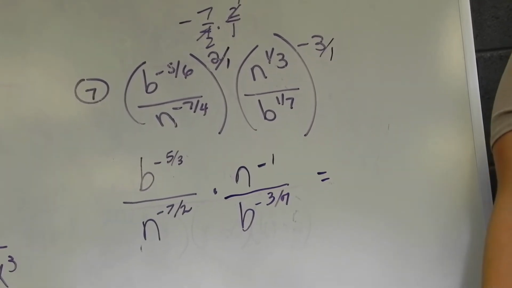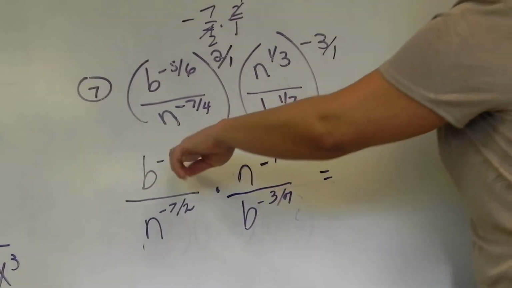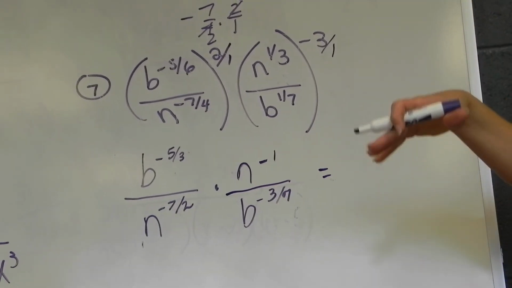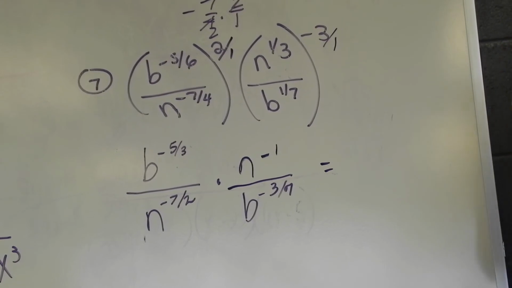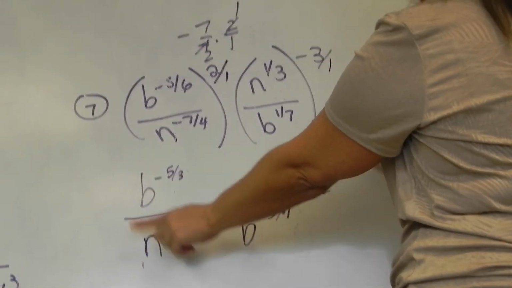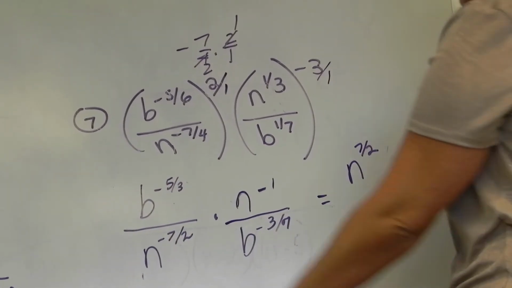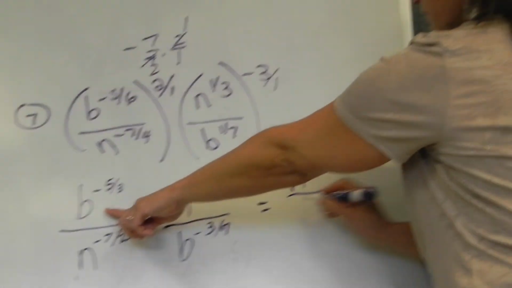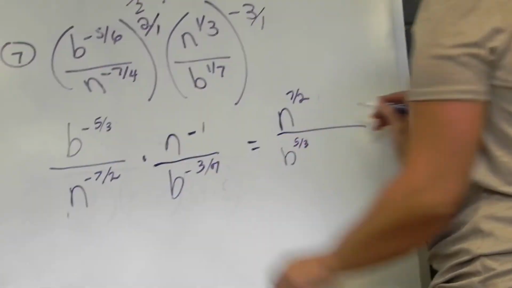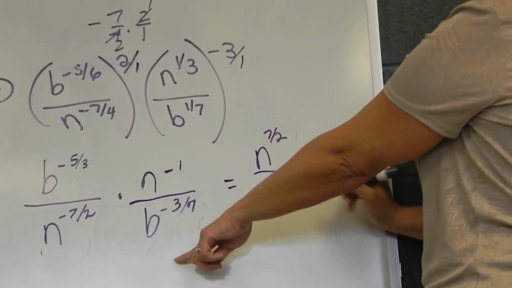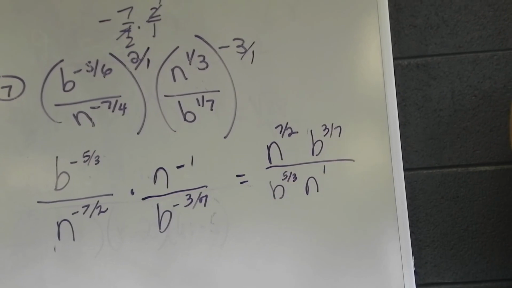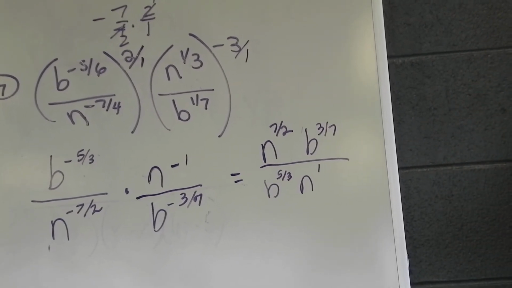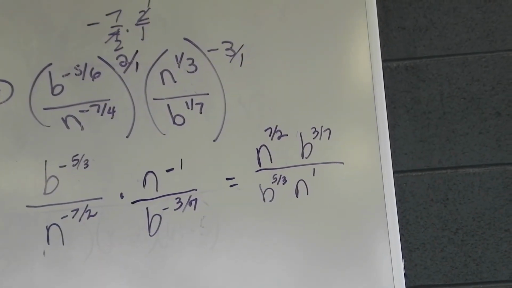All right, now if you wanted to, and I do, I have all these negative exponents everywhere. Every exponent is negative. I'm going to move their position so I'll have positive numbers to work with. I think it's easier. So this n, I'm going to move it up, makes it a positive 7/2. b to the 5/3 moves down. n to the negative 1 moves down. And b to the negative 3/7 moves up. So every negative exponent, move its position, changes the sign of the exponent. So here's what we've got at this point.